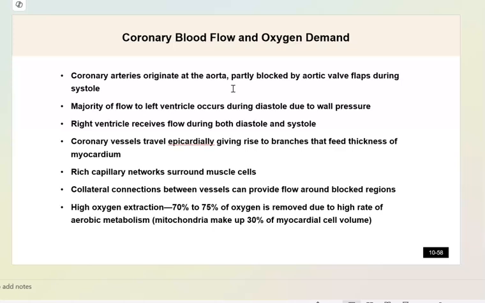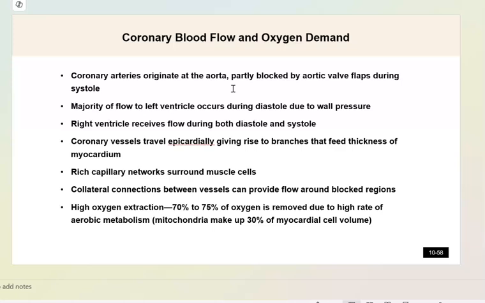Coronary vessels travel epicardially, giving rise to branches that feed the thickness of the myocardium. We'll see that again here in a minute. Our rich capillary networks surround our muscle cells, so we can have collateral connections between the vessels that can provide flow around the blocked regions.